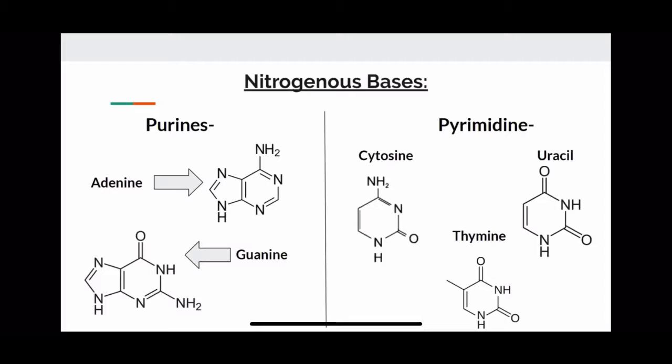There's 2 main groups of the nitrogenous bases. There's the purines and the pyrimidines. Within the purines, there's adenine and guanine. Both these contain 5 carbons and 4 nitrogens within their 2 fused rings. The pyrimidines are cytosine, thymine, and uracil, which are all single-ringed.